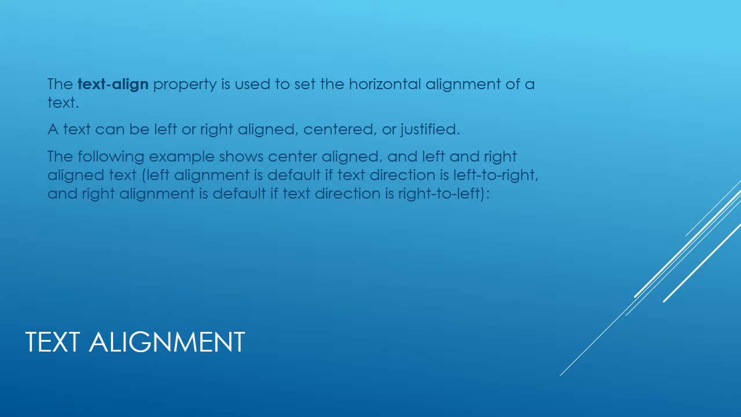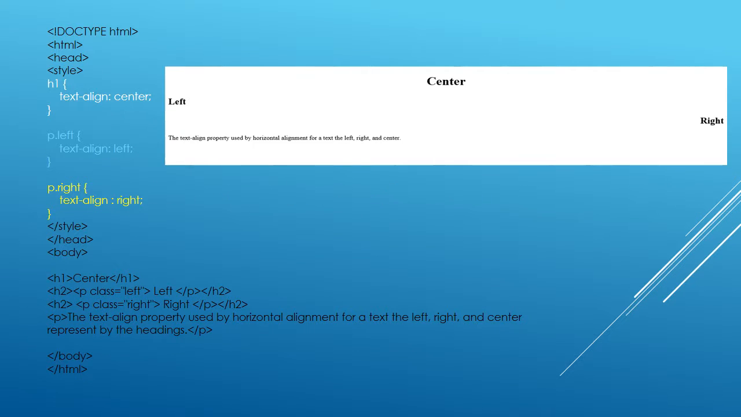The text-align property is used to set the horizontal alignment of a text. A text can be left or right aligned, centered, or justified. The following example shows center aligned and left and right aligned text. Left alignment is default if text direction is left to right, and right alignment is default if text direction is right to left. The text-align property is used for horizontal alignment of a text: left, right, and center.